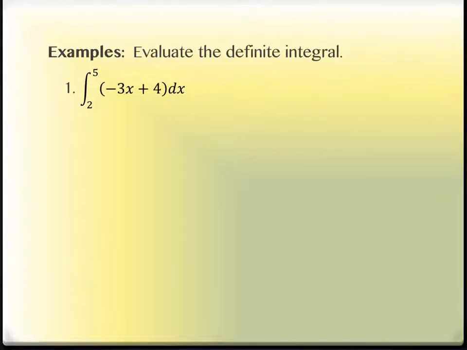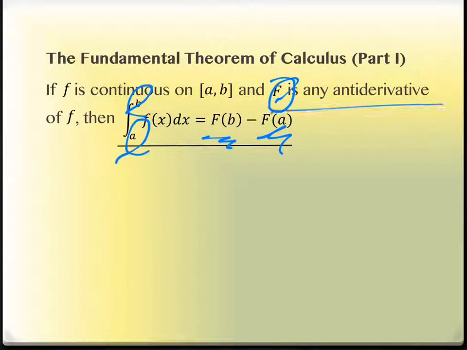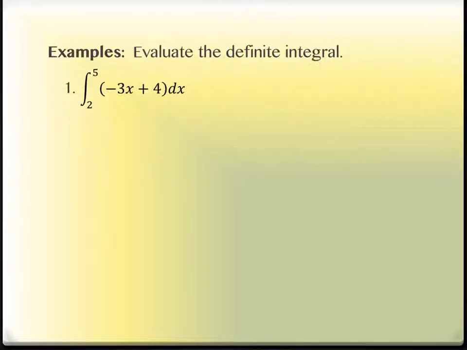So let's actually do an example. This is one where we could do a geometric interpretation because negative 3x plus 4 is a line. There's nothing really exciting about it. It is a line, so we could do a geometric interpretation. We're going to do this with the fundamental theorem of calculus, though. So according to the fundamental theorem of calculus, basically what we're going to do is we're going to start out by finding this antiderivative. Okay? So what is the antiderivative of negative 3x?